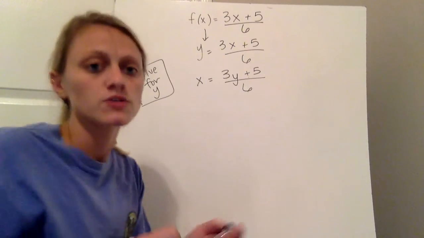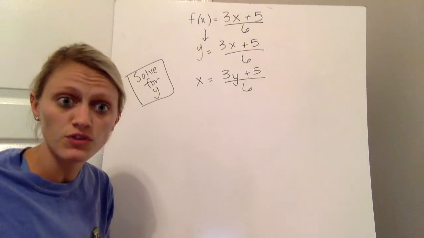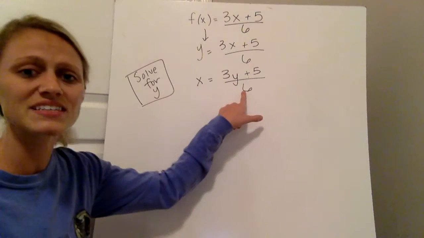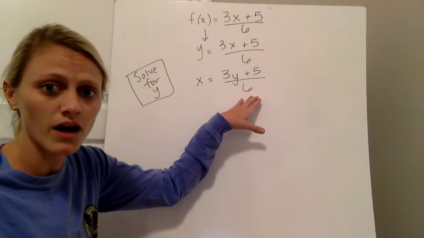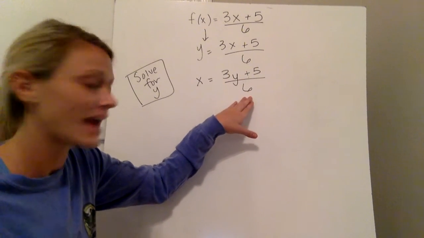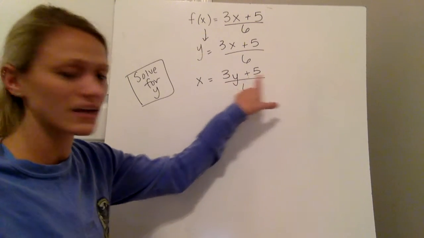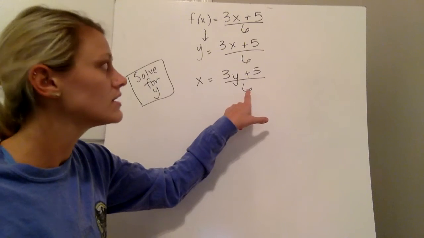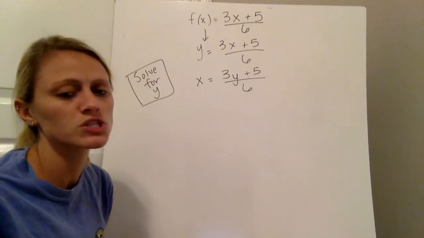Like last time, we start with the thing that's furthest away from the y. In this case, the 6 isn't even on top with the y. It's completely on the bottom, so we're going to start with that 6. This 3y plus 5 was divided by 6, because the fraction symbol means it was divided. In order to get rid of this 6, we do the opposite of division, which is multiplication.